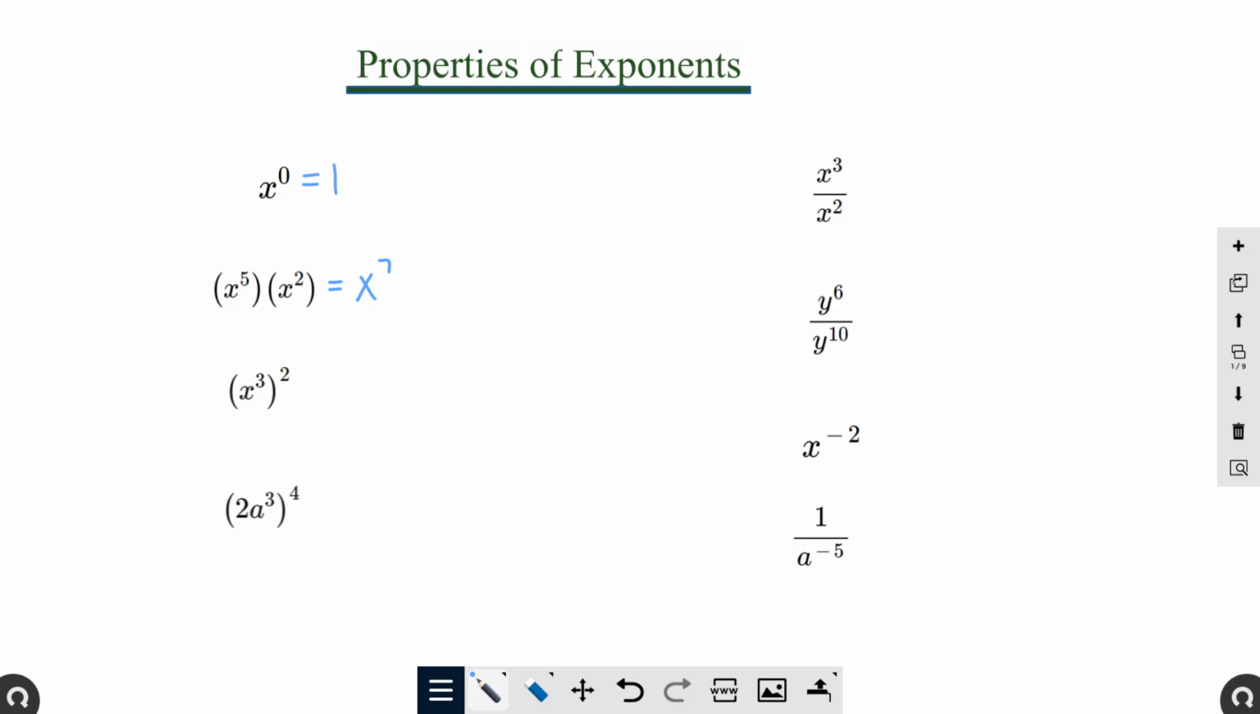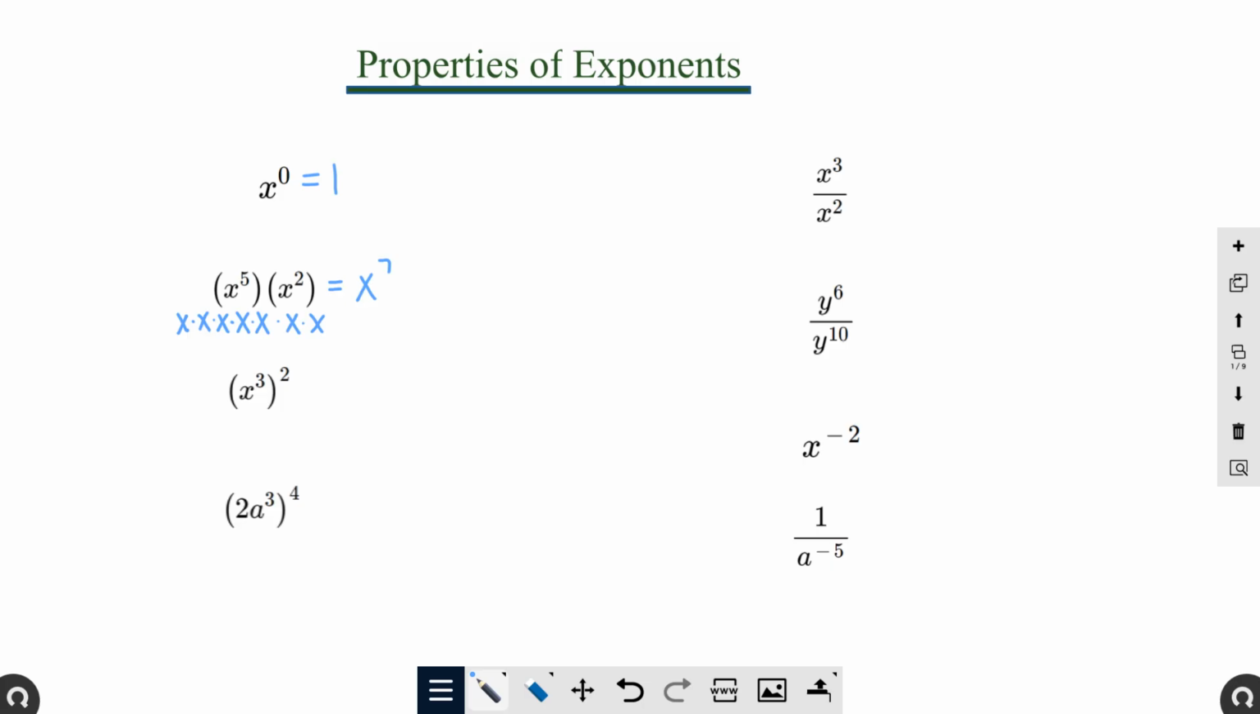If you remember how exponents work, x to the 5th is multiplying x by itself 5 times, and then x squared would be multiplying 2 more times. So total we have 7. So we add those exponents together.